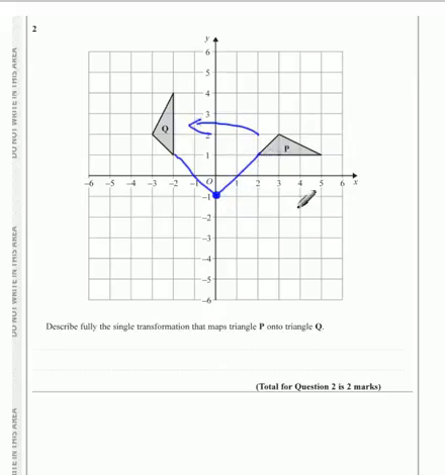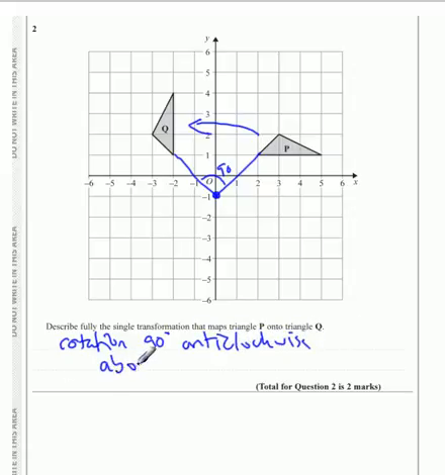Now we've got to decide how far the rotation is. Well, looking at these two lines which line up with these, we can see that that is 90 degrees. We're going anti-clockwise, so the full description here is going to be a rotation 90 degrees anti-clockwise about the point 0, minus 1. To get the 2 marks, we need to say it's a rotation, 90 degrees anti-clockwise, and the point as well.